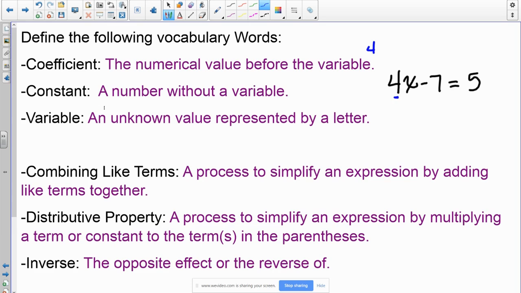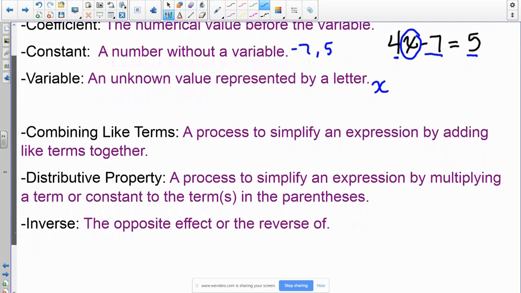Next one, a constant is a number without a variable. Well, that's coefficient and variable. This is a number without a variable. So I have one constant, and then I look at the equal sign, and I have the second constant. So both are -7 and 5. And a variable is the unknown value, so we don't know what x equals, and it's represented by a letter. In this case, it's represented by the variable of x. So those are the parts of an equation or an expression.